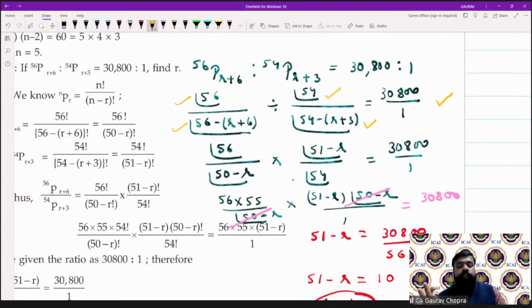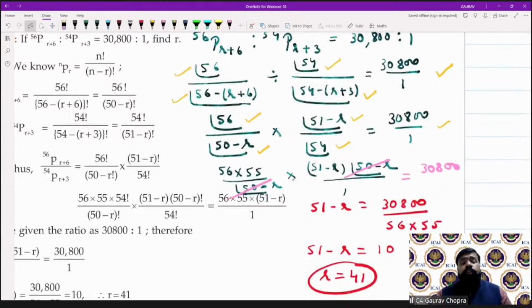So the first step is that we have to arrange whatever is given in the question. We have to arrange all the given things. After arranging, try to simplify them. So 56 factorial upon (50 minus r) factorial. On the other side, (51 minus r) factorial divided by 54 factorial. So things became reciprocal. And then it is equal to 30,800.